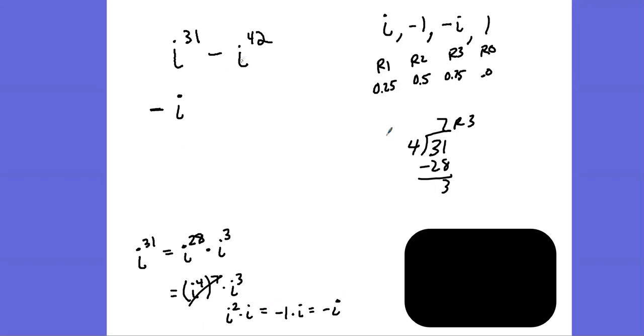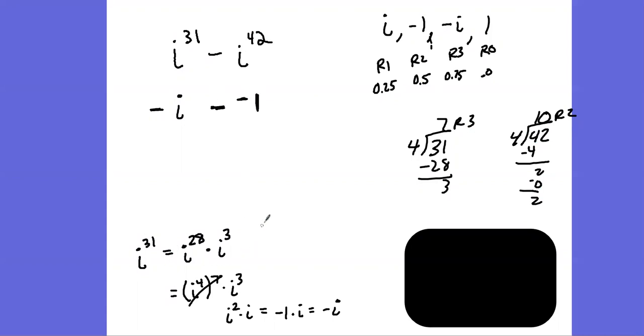Let's deal with i to the 42nd. So if I take 42, divide that by 4, and work out this math here, I'm going to get 10 with a remainder of 2. If it's a remainder of 2, I know it's -1. So this i to the 42nd is -1. Let's bring this minus sign down. So I have minus, then i to the 42nd is -1.